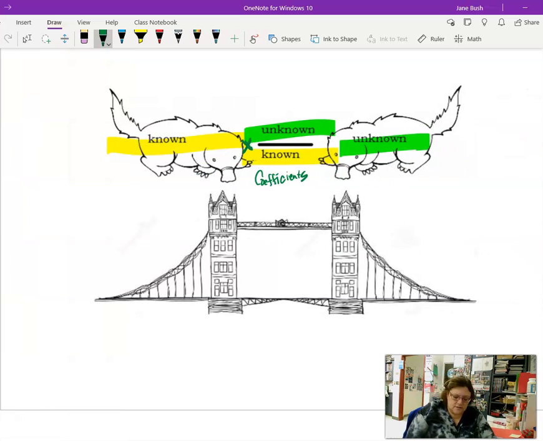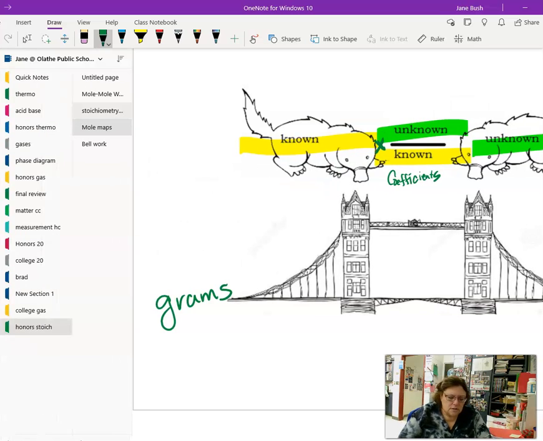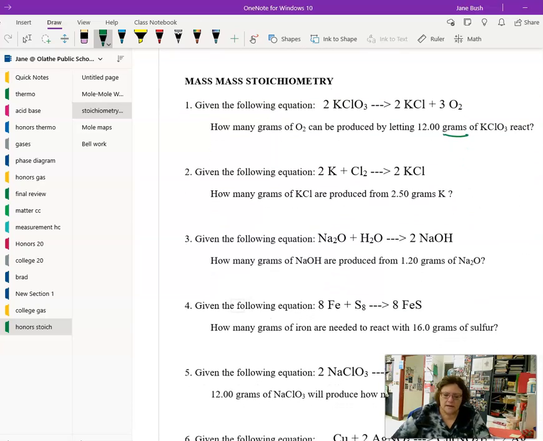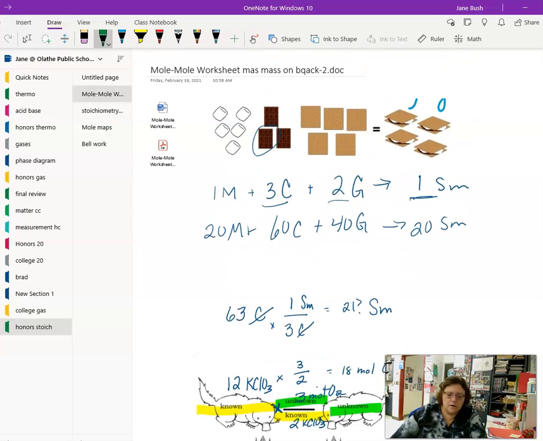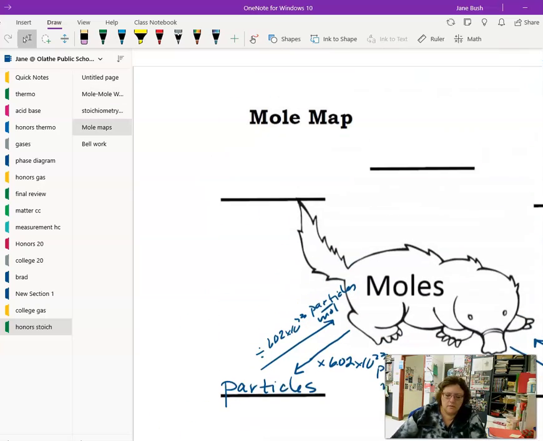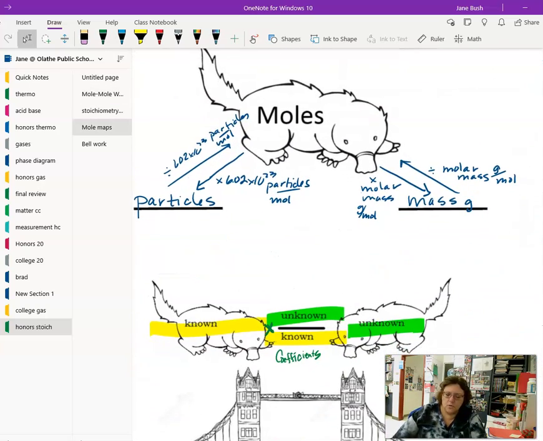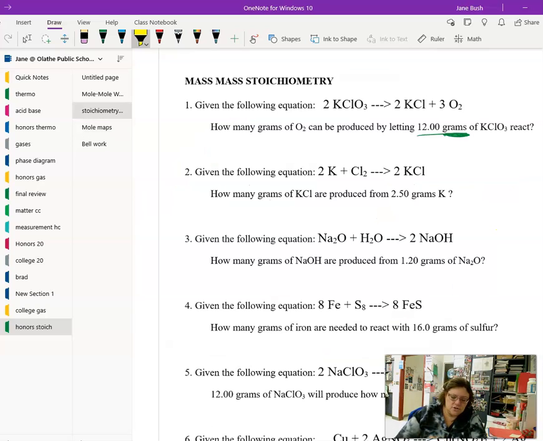For instance, if we start with grams, if we look at question number 1 on mass, you'll notice everything is the same, but instead of being moles, we're now in grams. We're starting in grams. Well, you can't cross the bridge if you're in grams. You're not a mole. You have to change to moles. So if we think about our mole map, how do I change from grams to moles? Well, I divide by the molar mass. So that's what we're going to have to do.